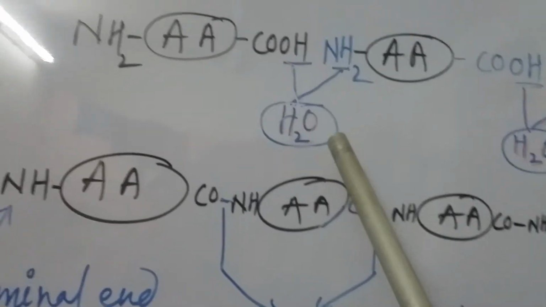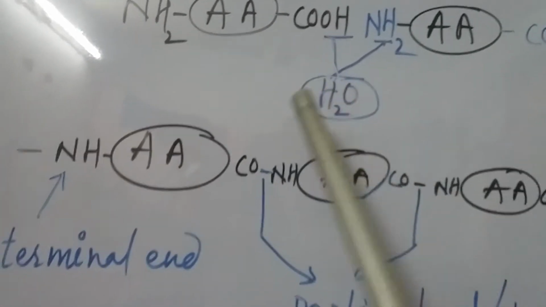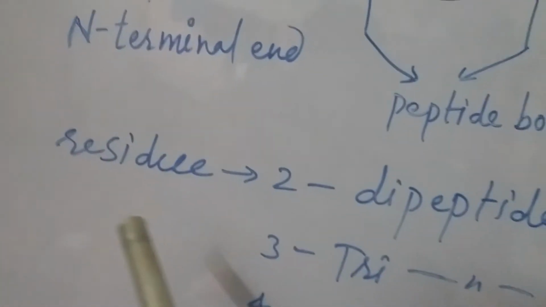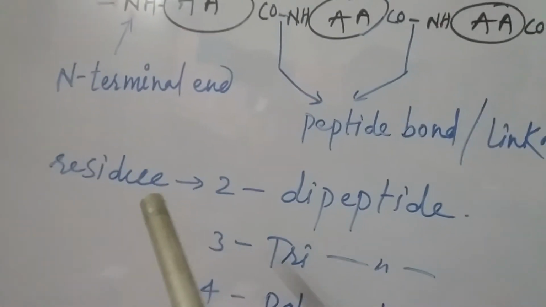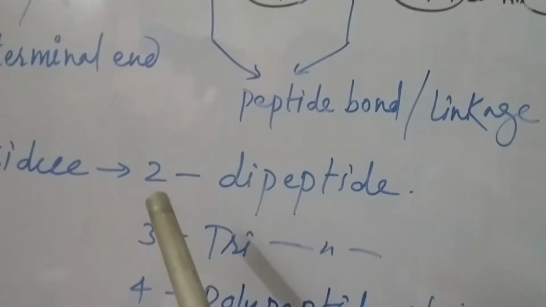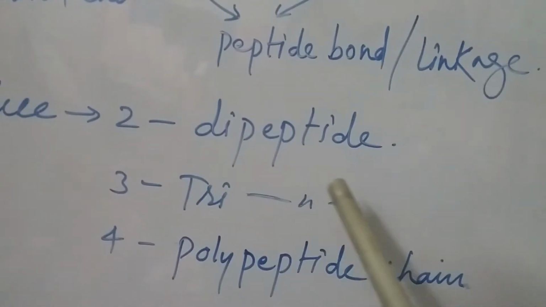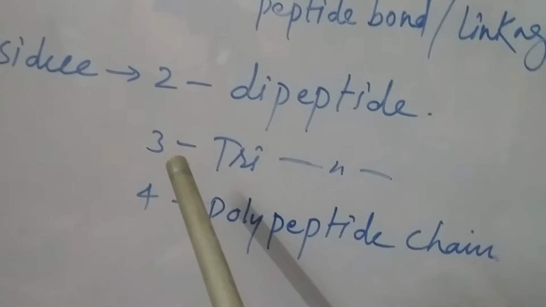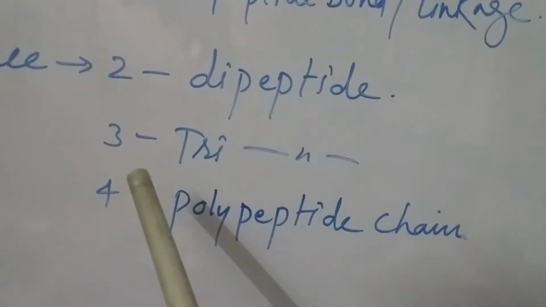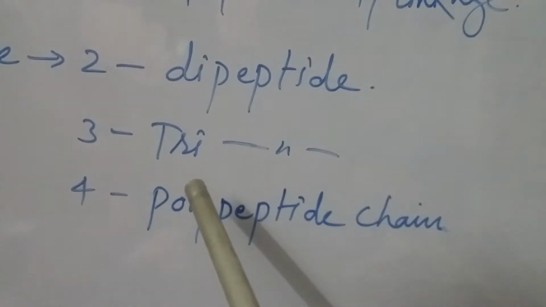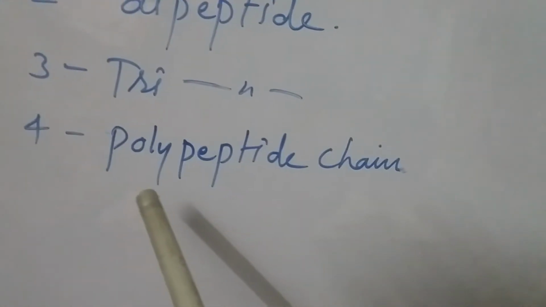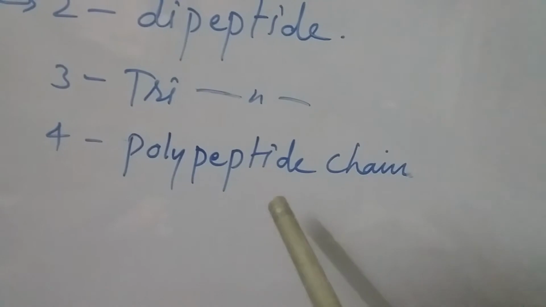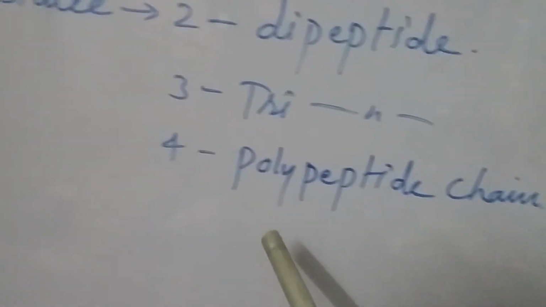The residue after the removal of the water molecule is nothing but the remnant, and that remnant as a residue, if it contains two amino acids, that chain is called a dipeptide chain. If it contains three amino acids in the chain, that is called a tripeptide chain, and more than three amino acids in the chain is called a polypeptide chain. Protein is nothing but the polypeptide chain of amino acids.